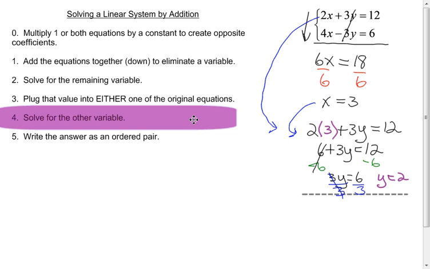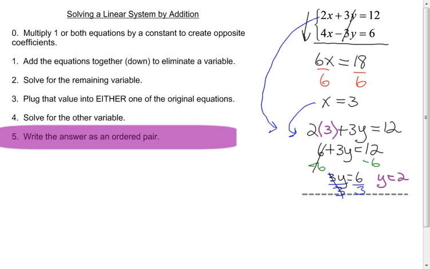Then my last step here is to write the answers in ordered pair. So I see here that my x is 3, my y is 2, so that would give me 3 comma 2 for my answer. Now, the problem is now done. You could check it. That would make a lot of sense to do on your graphing calculator. You could check it by hand by plugging these values back in.